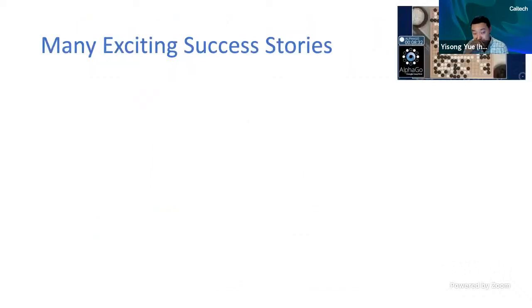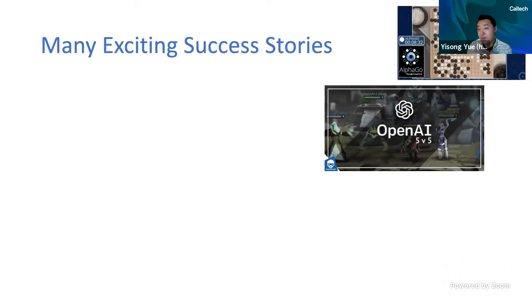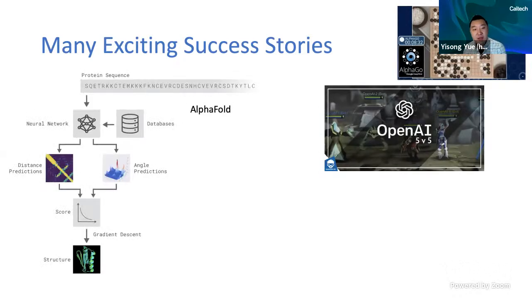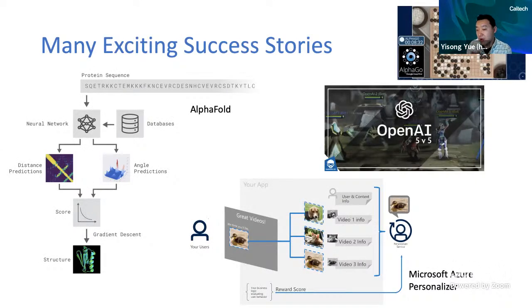There are many exciting success stories in policy learning, ranging from board games to video games to protein folding. And perhaps one interesting commercialized example is the Microsoft Azure Personalizer, which is what's known as a contextual bandits algorithm that is used to help small businesses personalize their recommendation systems on their websites. And this is actually commercially deployed.